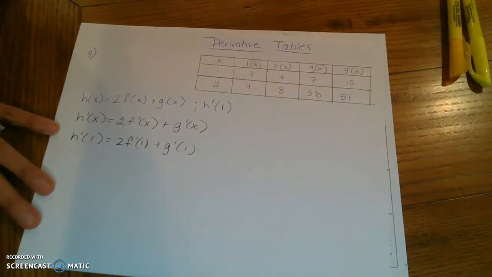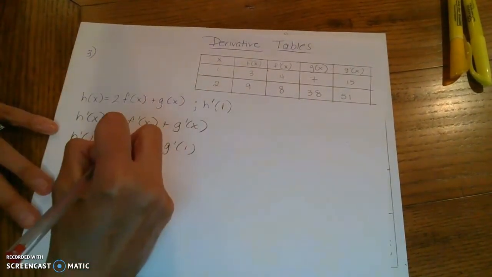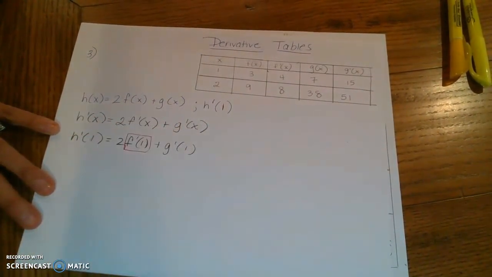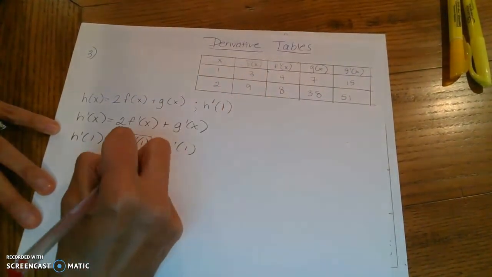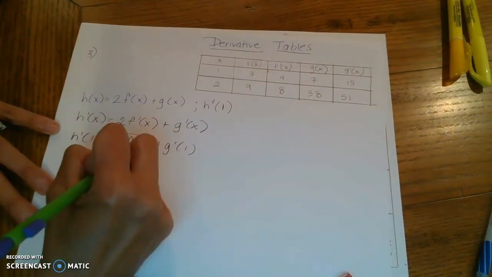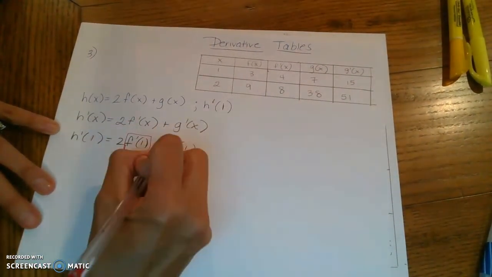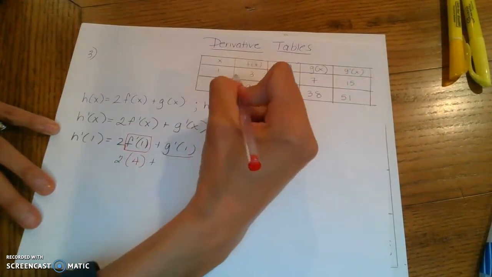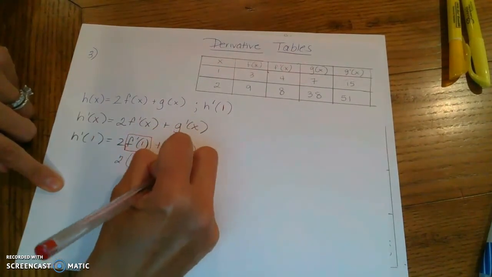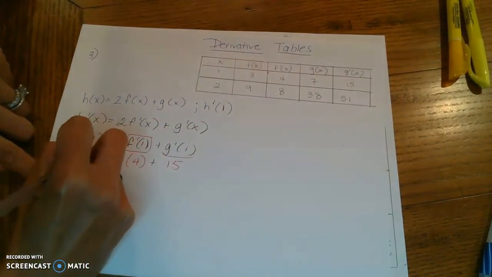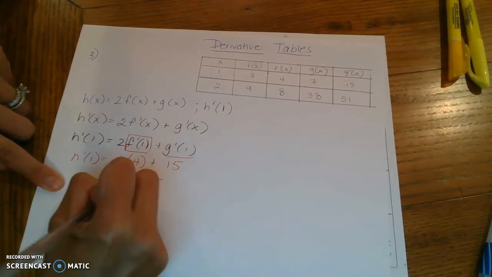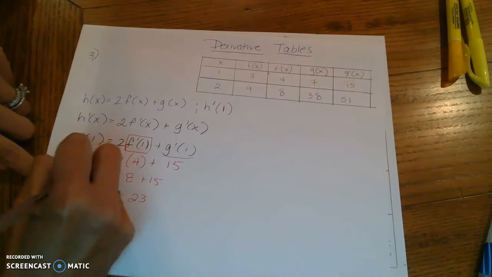So when I go ahead and do that, I'm going to get f prime. I'm going to look at my table. What's f prime of 1? F prime of 1 is 4. So I replace that with 4, and I bring down that 2. And then g prime of 1, I'm just looking here. G prime is right here, and of 1 is 15. So it's plus 15 equals, so now we're just evaluating it. This becomes 8 plus 15, so 23 is h prime of 1.